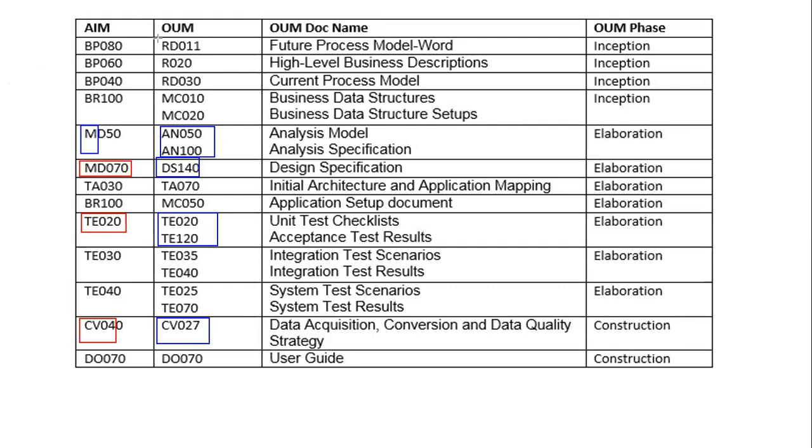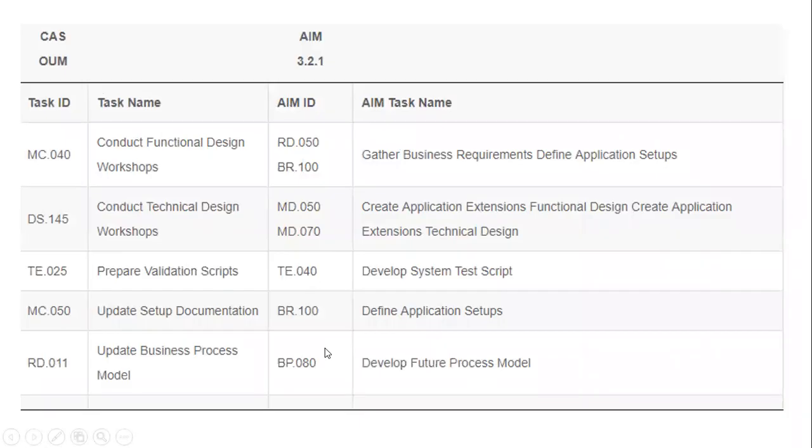We'll see here RD20. This current process model we can find here. And we can see the system testing and integration test here. User guides are generally not required for us. So here, this is the task name in OUM methodology. In AIM methodology, this is the task name.